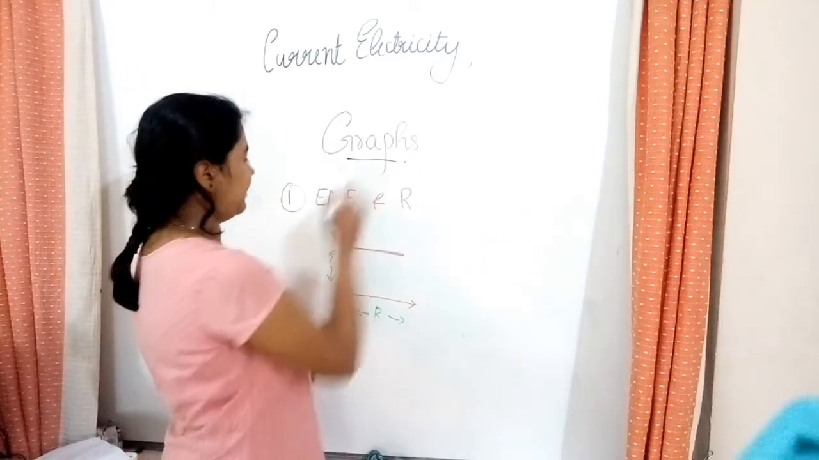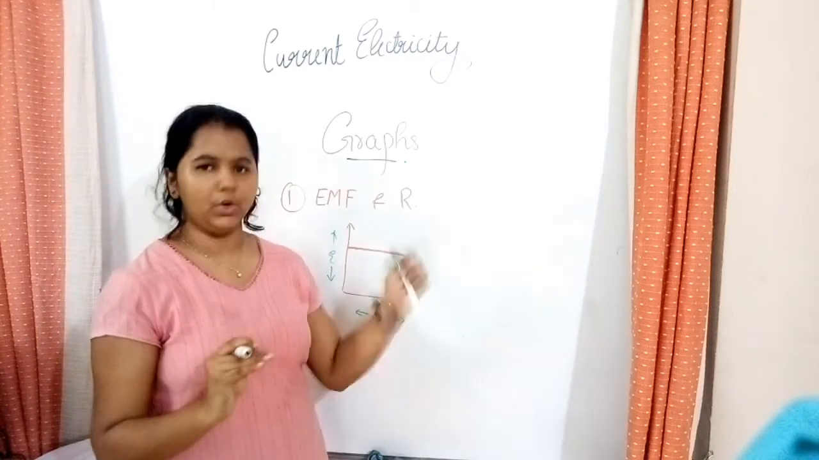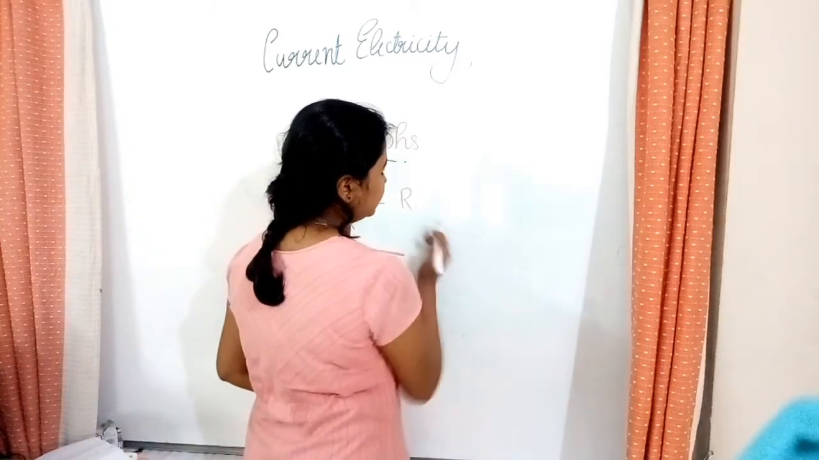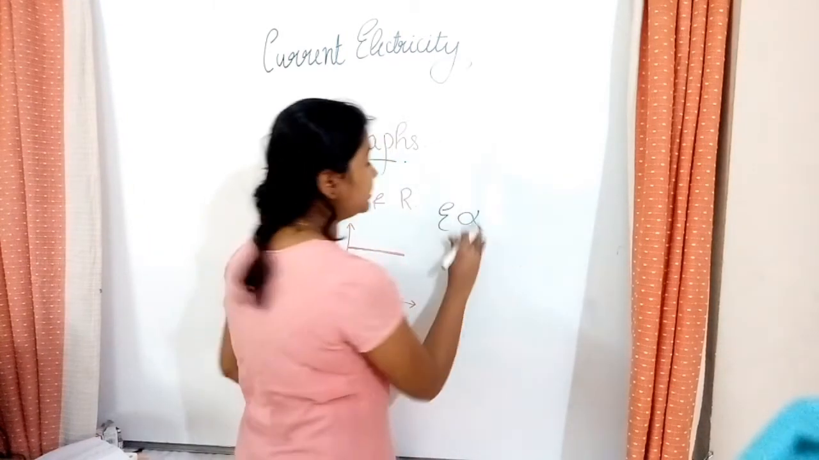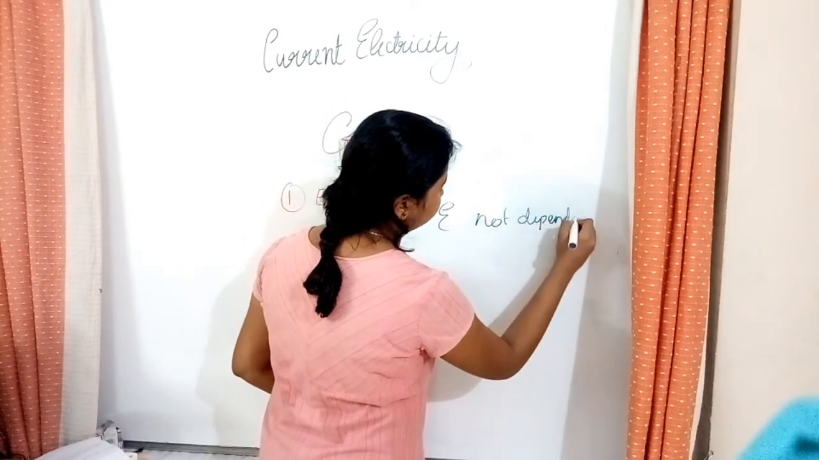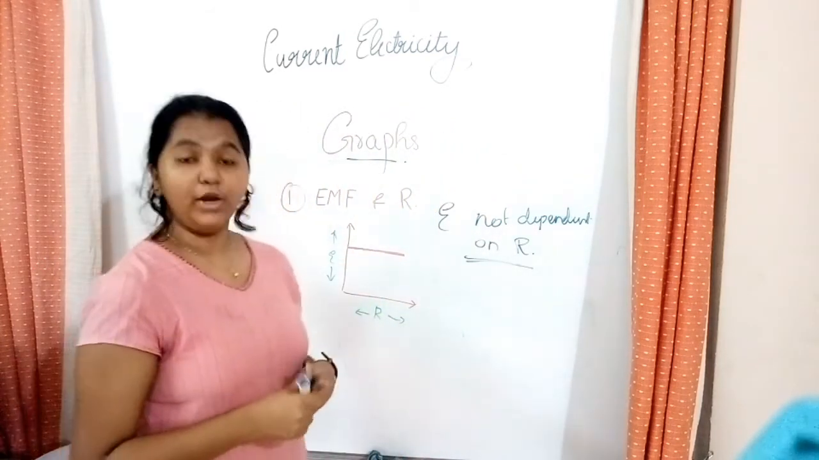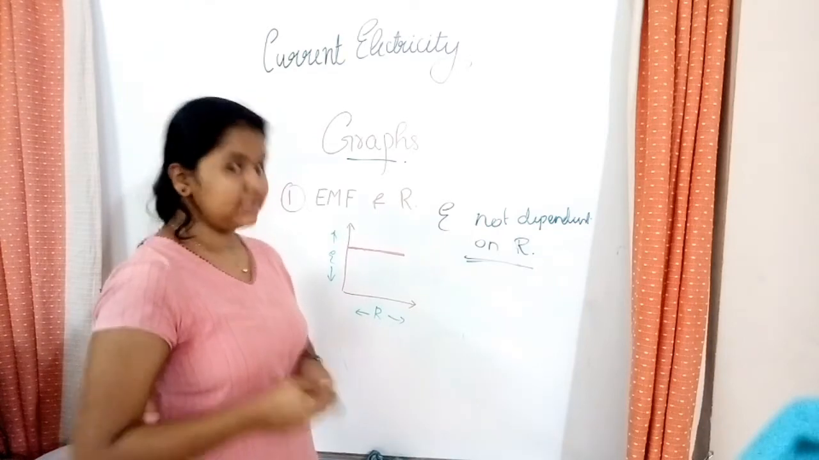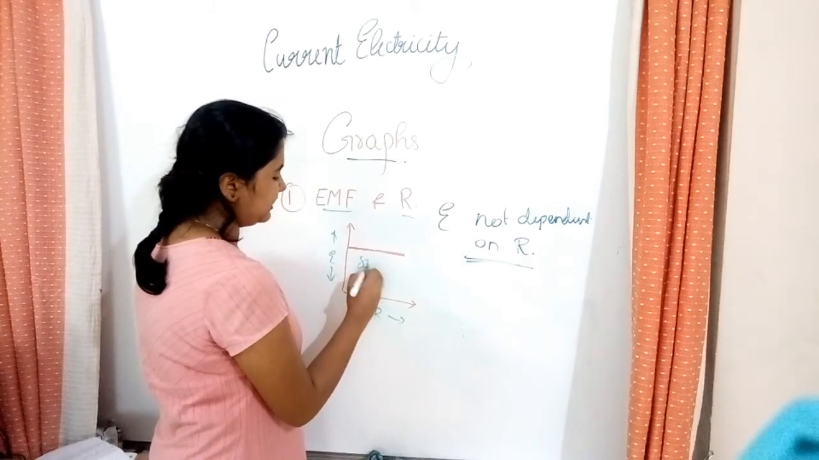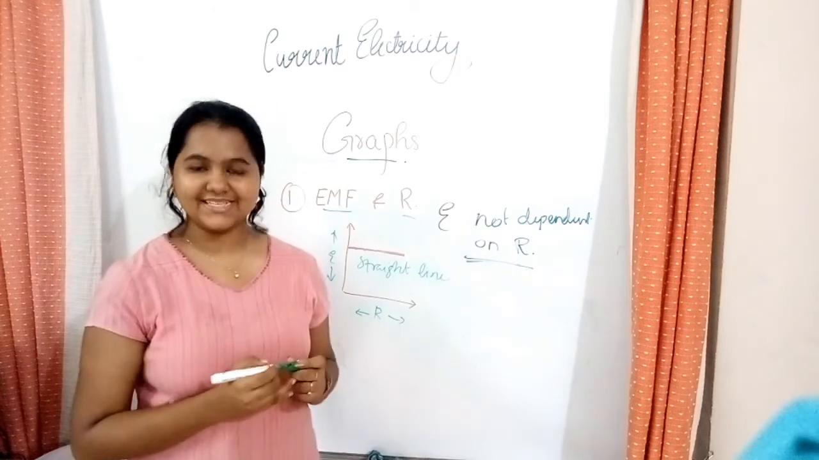So the first graph we have to learn is the graph between EMF and R. By the way, there are 3 graphs that we have to learn in this session. So first one is EMF and R. That is, EMF is not dependent on resistance. Therefore, the graph between EMF and R is a straight line. Okay, now we'll discuss the second graph.